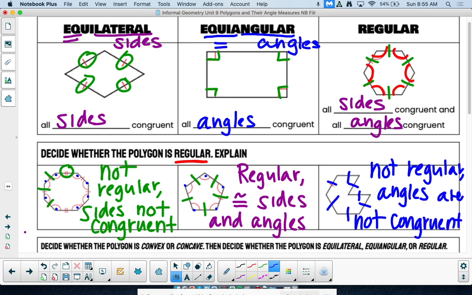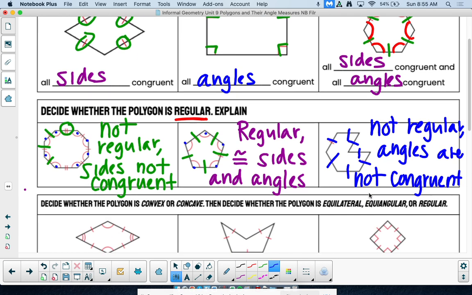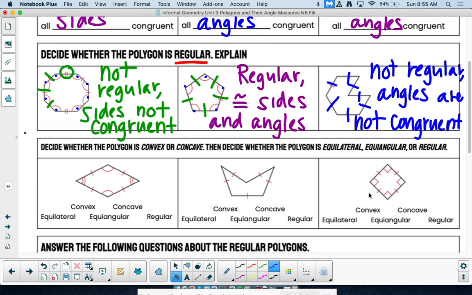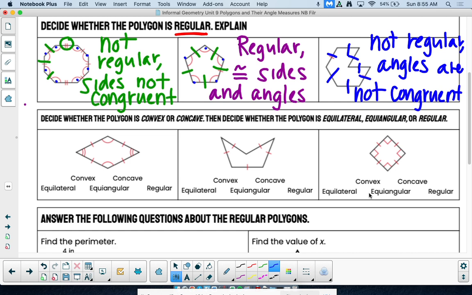Okay, perfect. So now let's see in these next 3 examples, can we piece it all together? Can we decide if a polygon is convex or concave, and then decide if it's equilateral, equiangular, or regular? So do we know the definition of all of these words? And it's kind of a lot. So let's go through it together. Is it convex or is it concave for this first one? I'm hoping you're thinking convex, right? Because we don't have any vertices pointing inward.